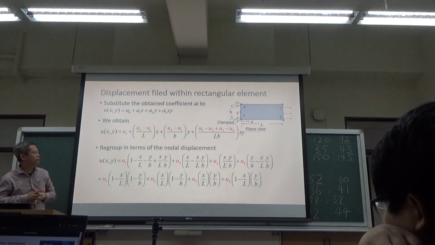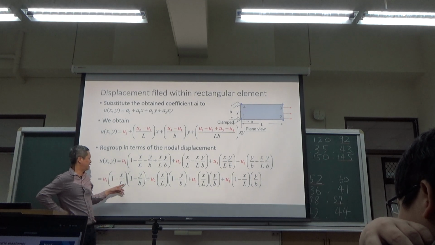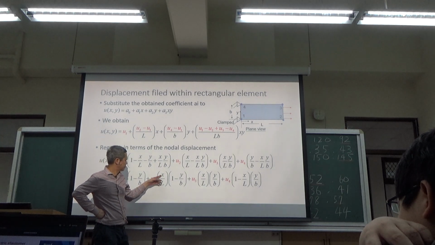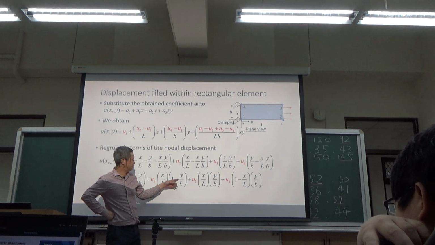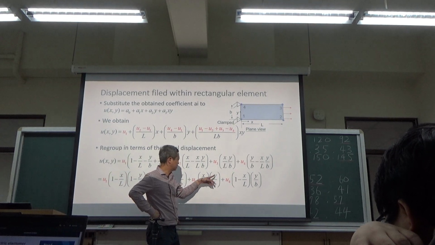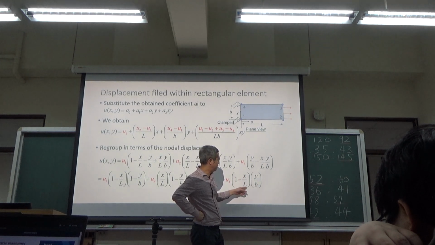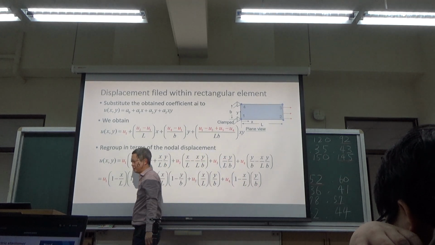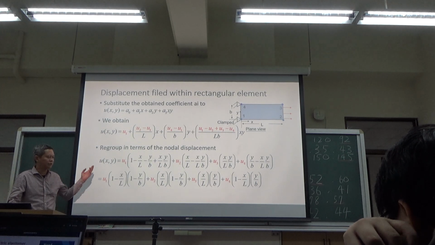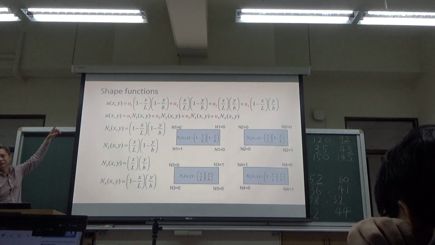It's a product of 2 shape functions. So you can see that u1 has a shape function of (1 minus x over l) times (1 minus y over b). And then shape function 2, for u2, is x over l times (1 minus y over b). And the shape function for node 3 is x over l times y over b. And the shape function for node 4 is (1 minus x over l) times y over b. So this is the bilinear shape function.